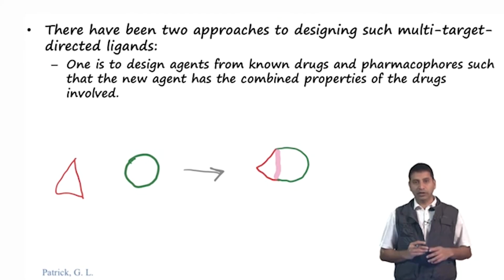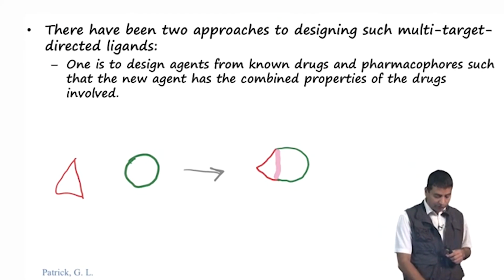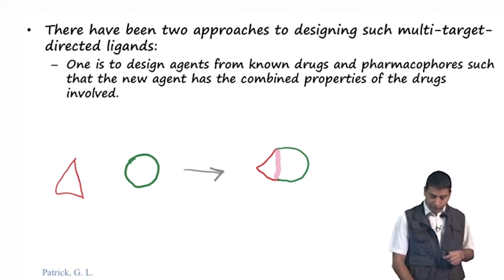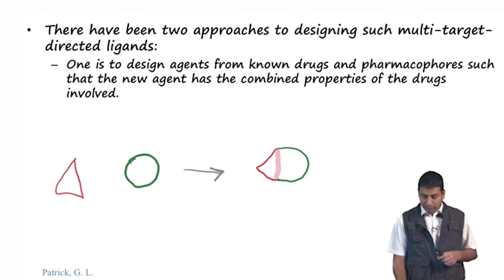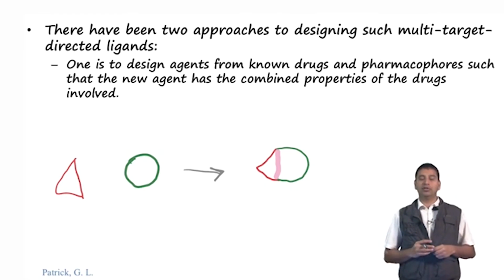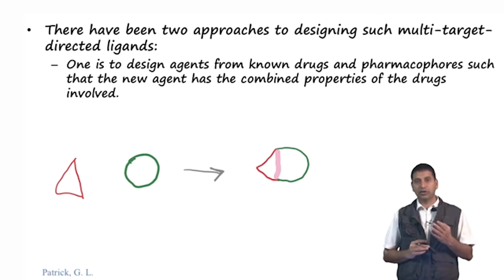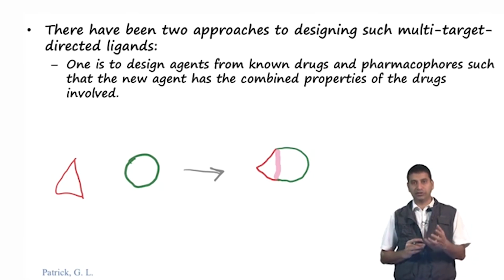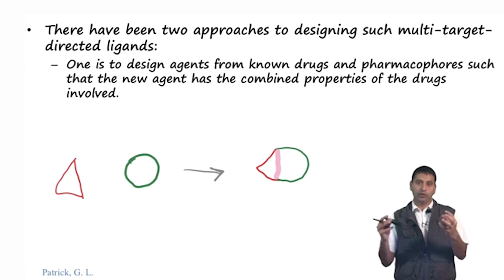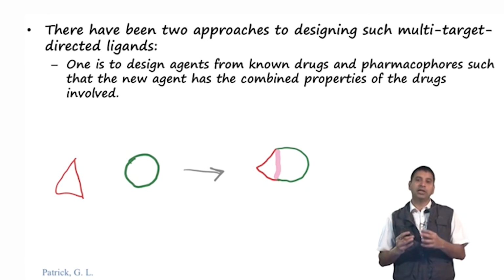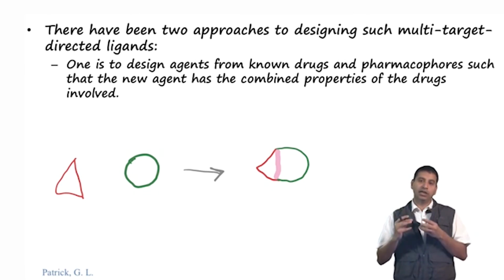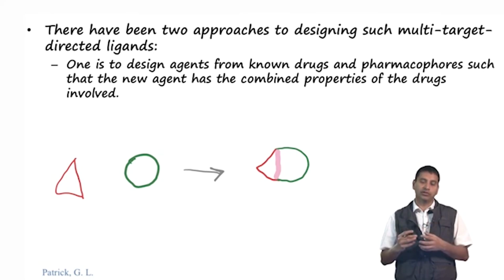So, what we have done is that, for example, this is one of the drugs that is used, and this other is the other drug that is used, and now can I make a molecule which is going to look like this, which is going to be interacting with both the targets. So, here the pharmacophores are the important components of these drugs, and now I can fuse these pharmacophores, so to speak, and hopefully these will have combined properties of both the drugs involved.